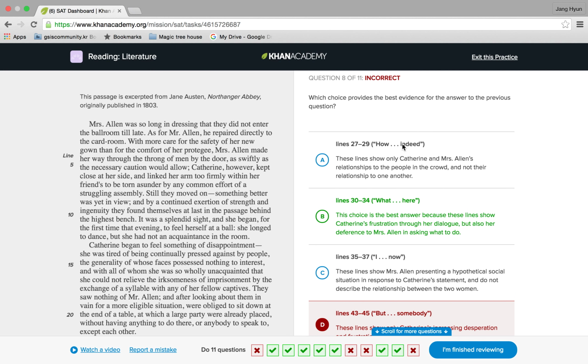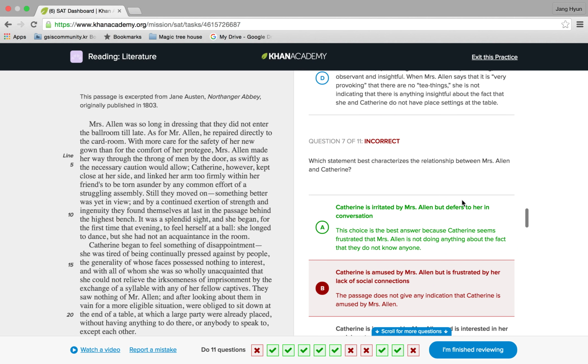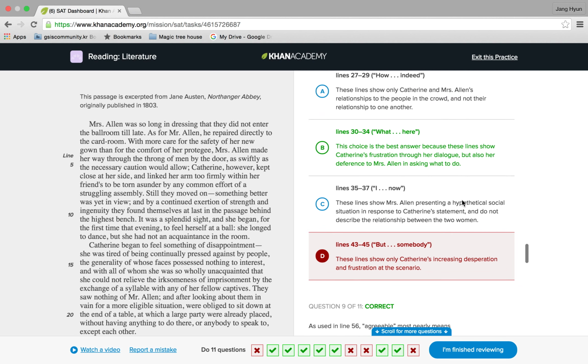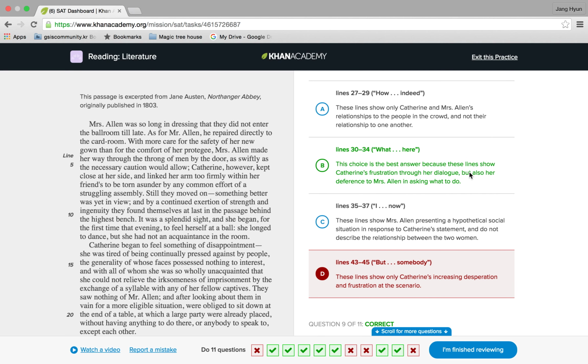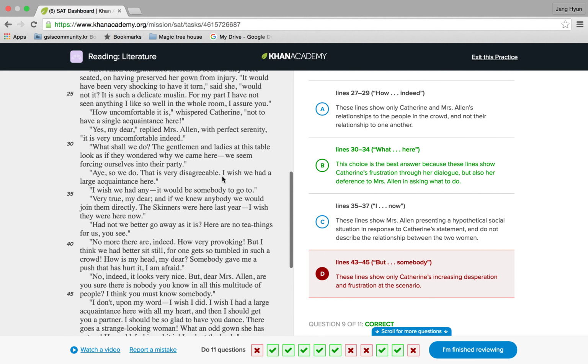So, why? What's this? Oh, because we got this wrong, we obviously got the next one wrong. So it's actually what here. So really, we could have found this. Let's see. What shall we do?